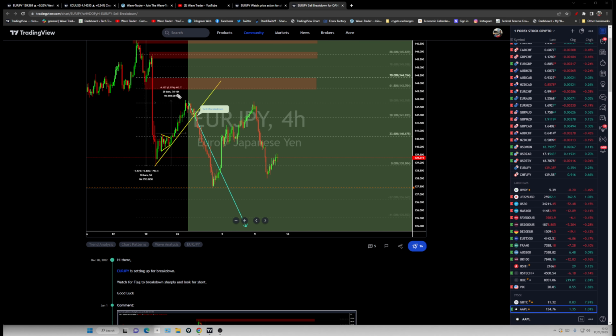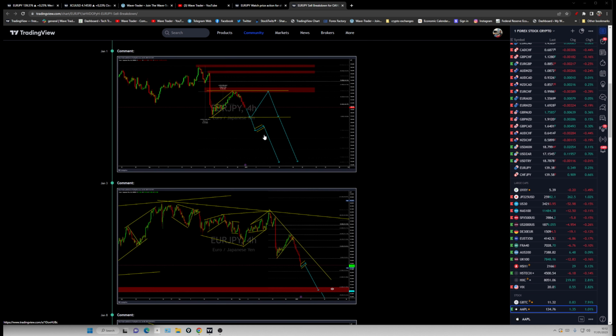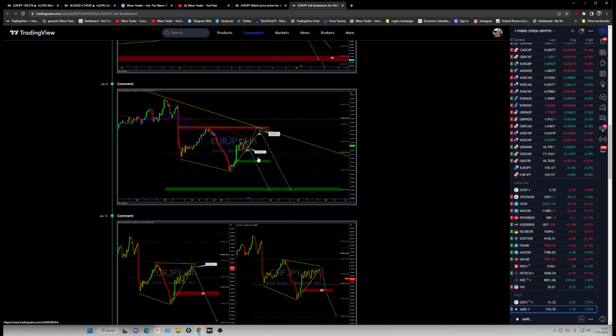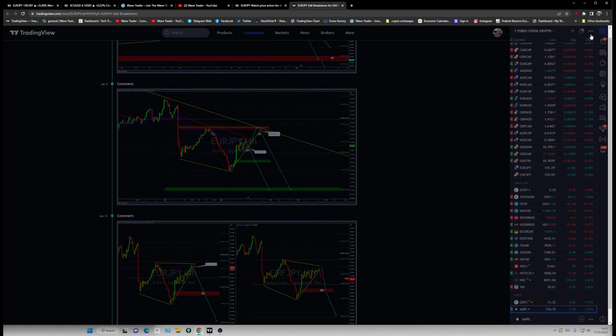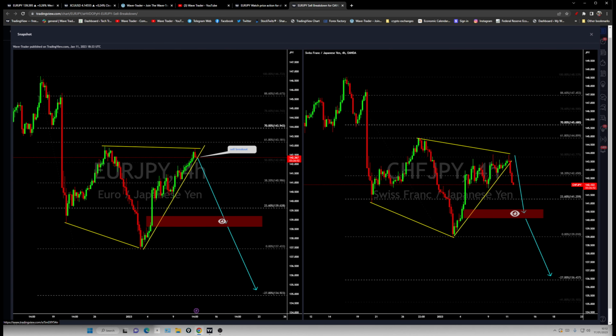Okay, expanding triangle formation, and we were expecting it to break out again after having that expanding triangle. So we had a breakout on the Chief Yen on that day, and we were expecting a similar kind of breakout on the Euro Yen as well, and a possible flag there, which is just appearing over there right now. That's the point. Okay, that's where we are right now.